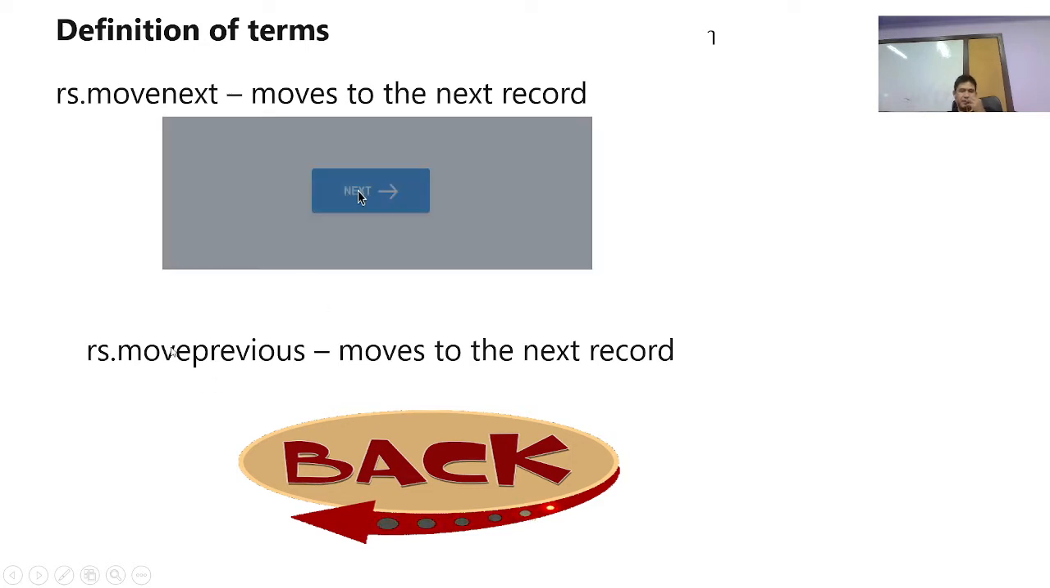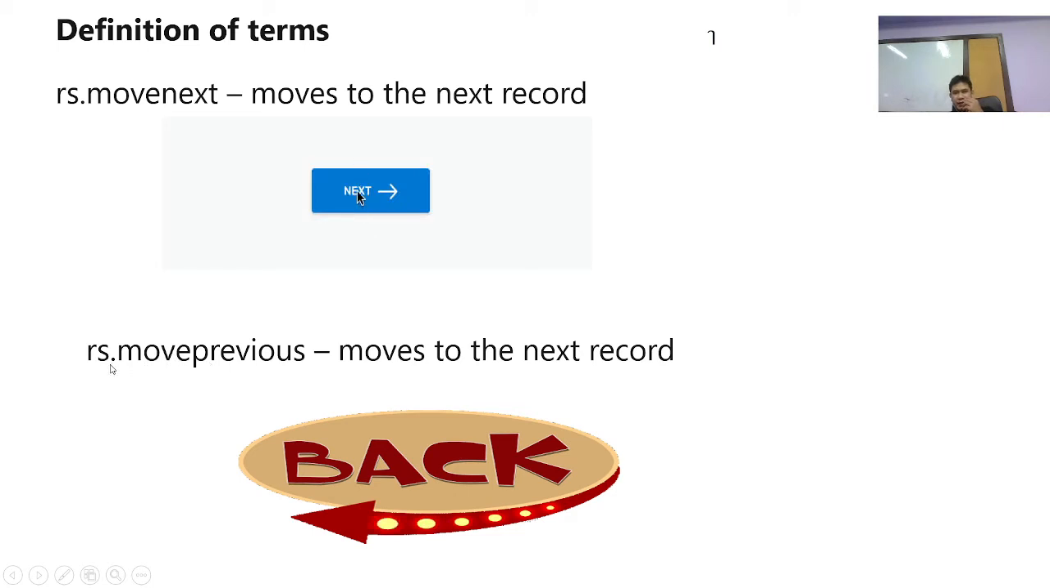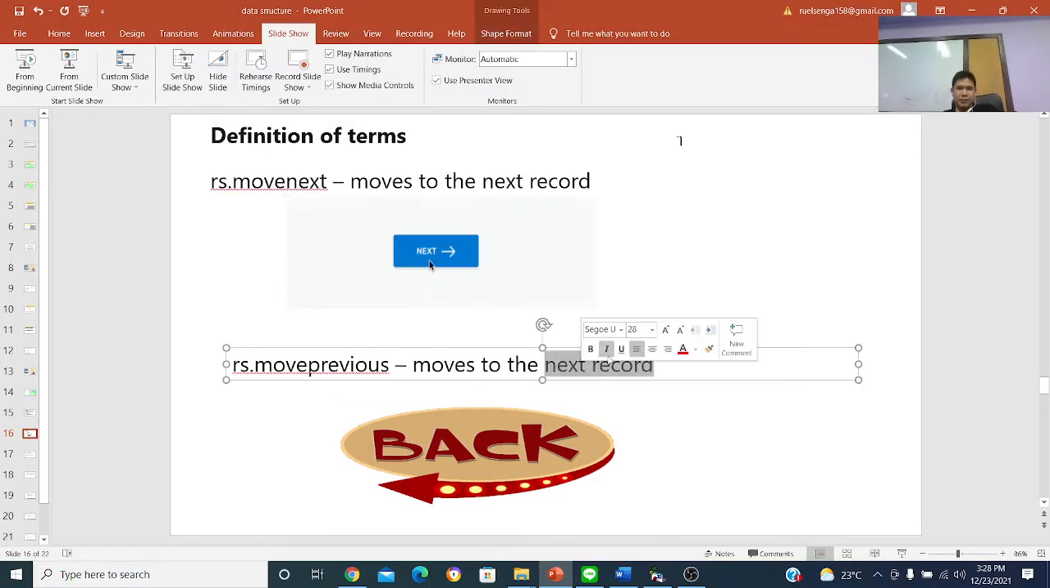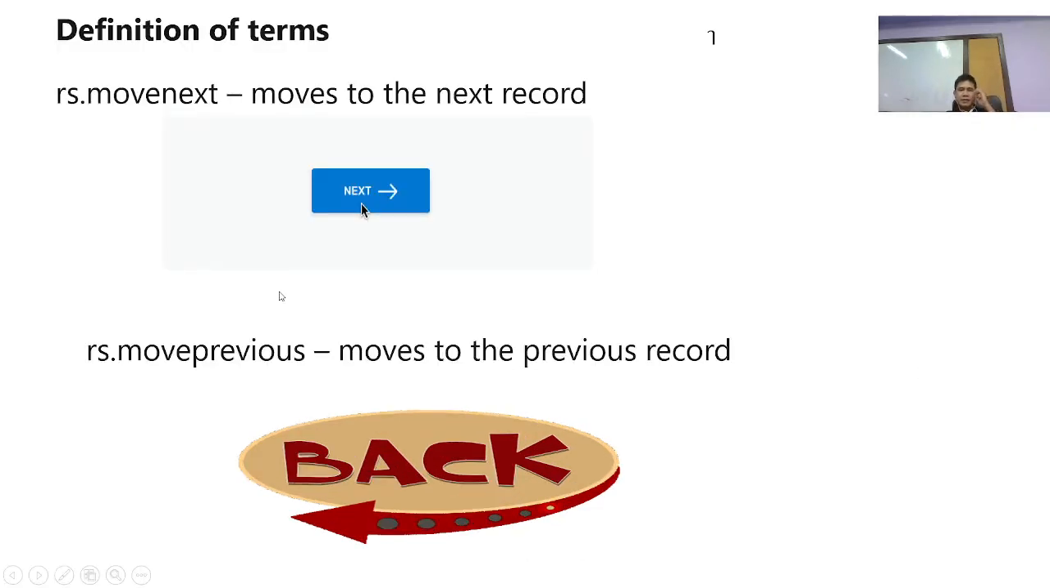Another execution is the rs.movePrevious. The rs.movePrevious will move to the previous record. rs.movePrevious moves to the previous record, which means go back to the previous record.